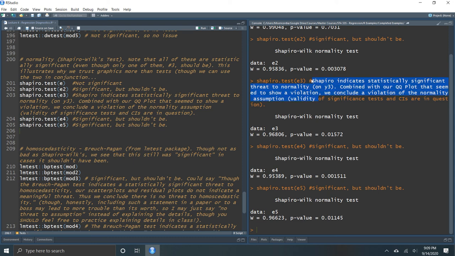But if we want to use them in conjunction with a plot, if we look at a plot and it looks like it may be showing a violation, then we can run a test to help us make a decision about that.